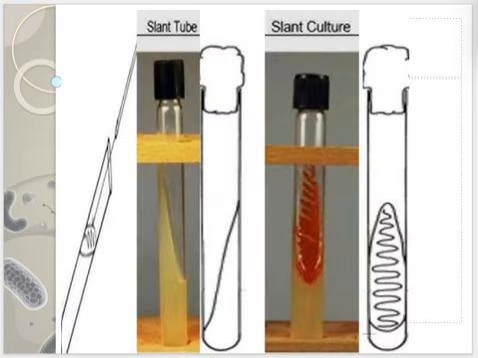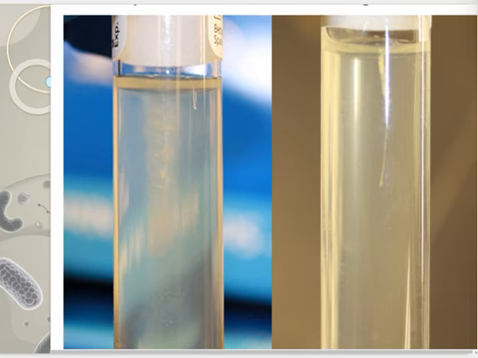Visually, slant tubes show agar solidified at an angle, providing a surface for stroke culture. Bacterial growth appears along this slant. Stab cultures show growth concentrated along the needle puncture line inside the medium. These distinct growth patterns help differentiate bacterial behaviors and test their properties effectively. Stab cultures show a clear line of growth where the inoculation needle penetrated the medium.